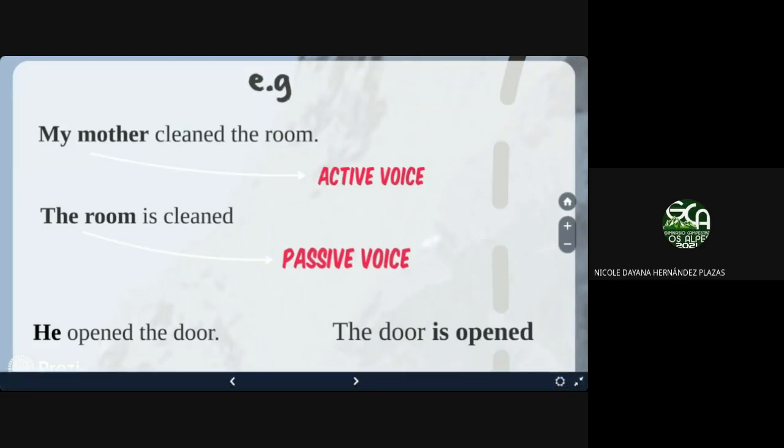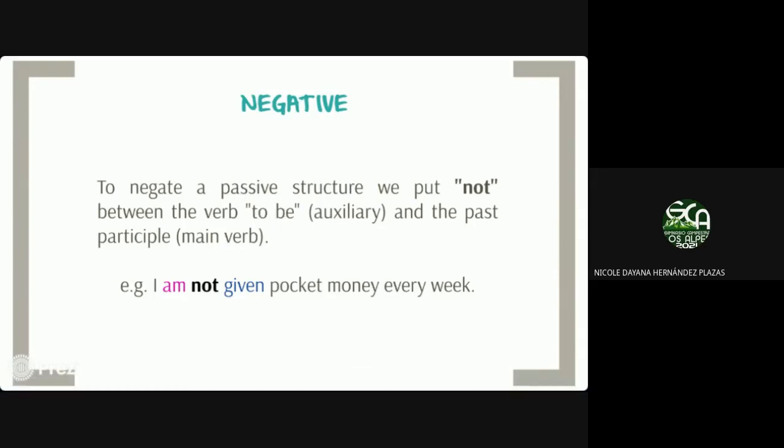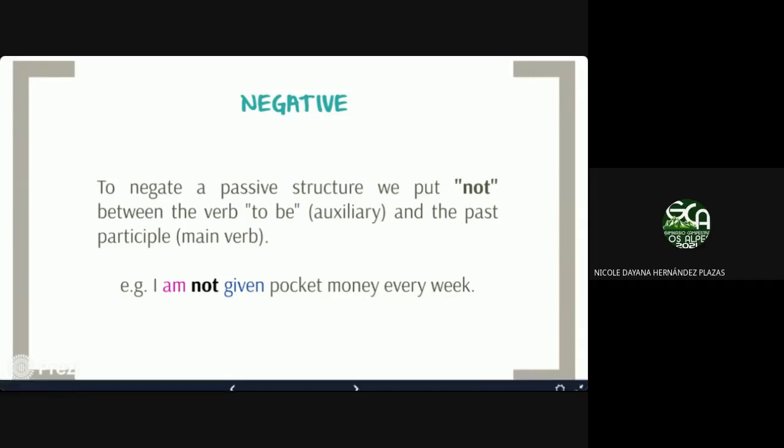The important thing, guys, when we talk about negative is that we are going to negate, we are going to put the negative part in the verb to be. Vamos a negar el verbo to be. ¿Listo? Siempre va a ser el verbo to be lo que se va a negar para decir que la oración es negativa. It is not like that.